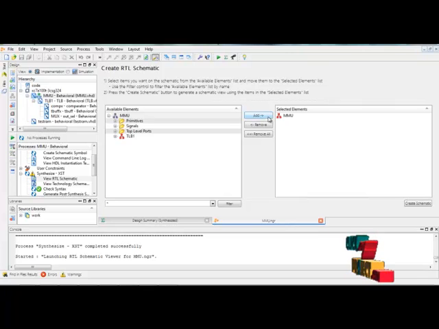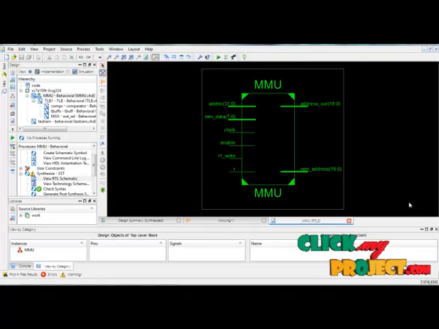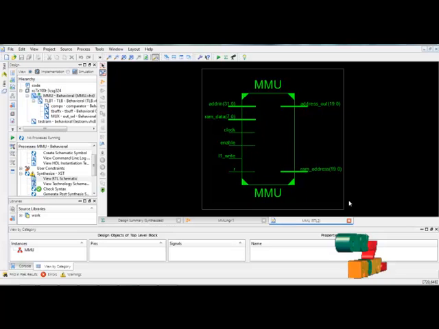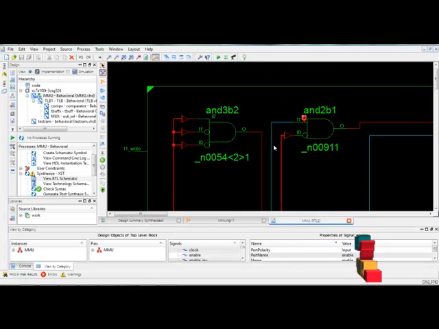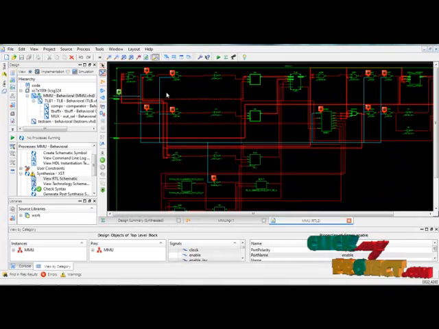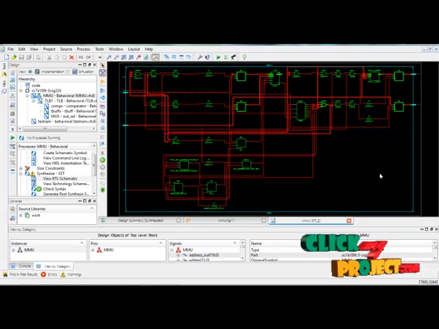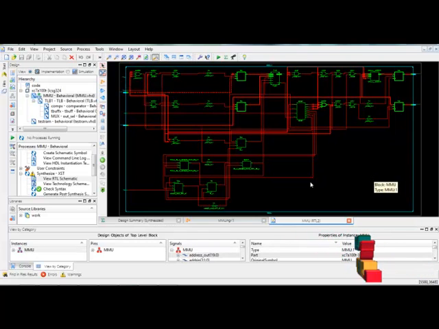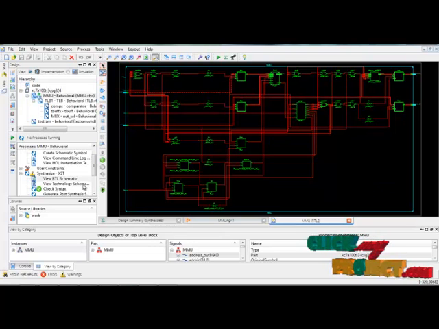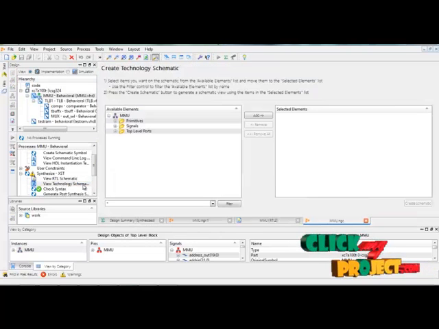Now click add and click create schematic. This is our overall schematic diagram. In this, the inputs are address input, RAM data, clock, enable, L1 write and read. Then it gives the address out and RAM out. This is the internal structure of the RTL schematic diagram.